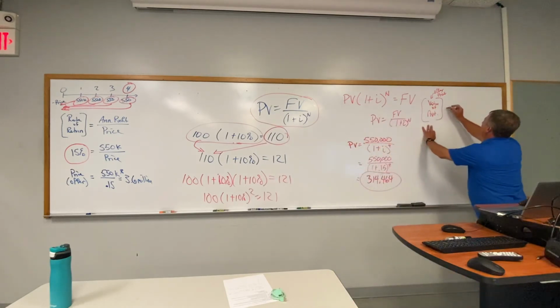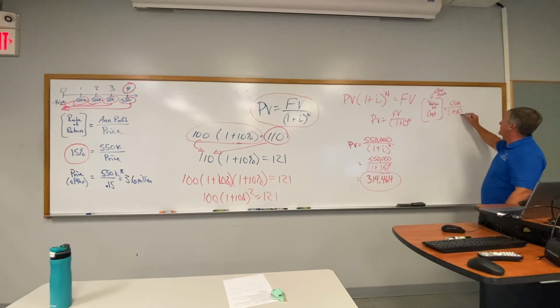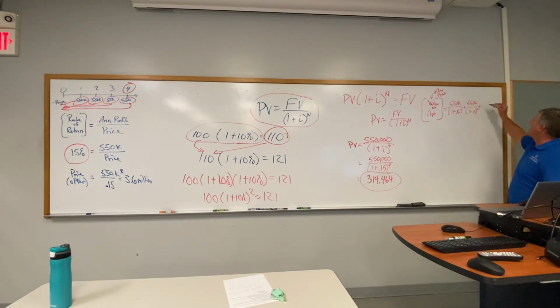The value of the apartment building, what I should offer, is the 550K divided by 1 plus the 15%, if we're talking back to this cash example, raised to the 1 power, plus 550K over 1 plus 0.15 raised to the 2 power, plus 550K over 1 plus i, or 0.15, raised to the 30th power, or however many years we're going to do this.